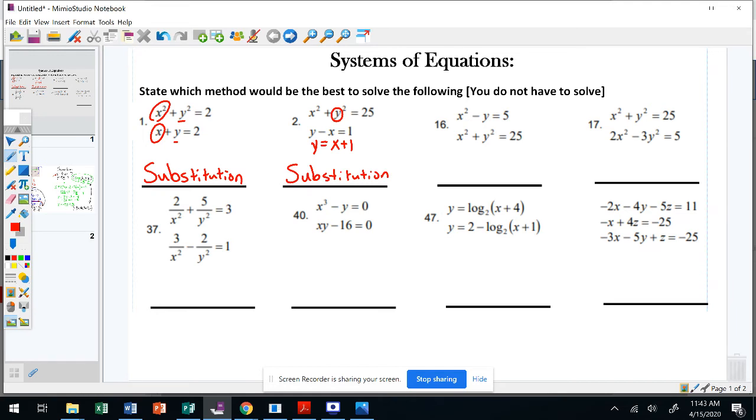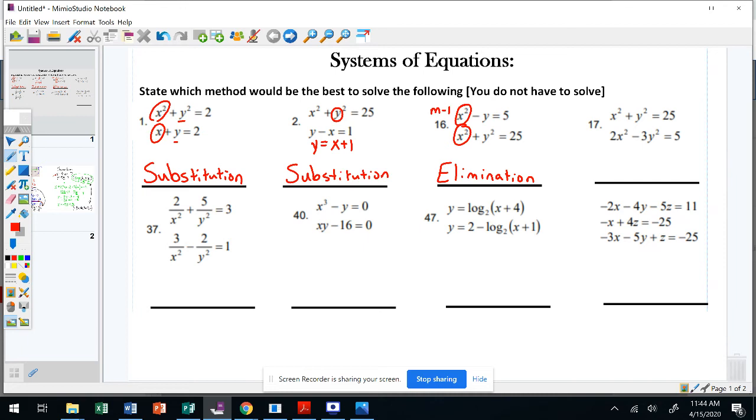This third one, the best choice would be elimination. If I would multiply the top equation by -1, my x squareds would cancel out, and I would end up with just y's and numbers, and it would end up being a factoring problem. So this one we're going to use elimination. So if the variables have the same exponents, we want to use elimination.